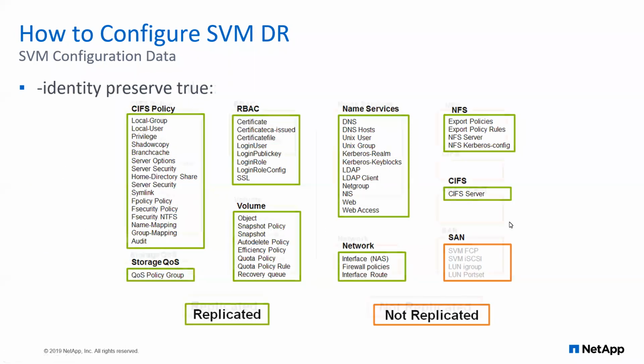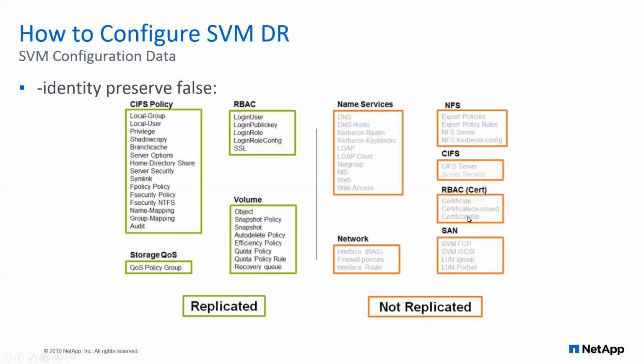Cool. And then if you do set identity preserve to false because you don't want all that configuration information being replicated to the destination for whatever reason, this is what will be replicated with identity preserve false, in the green over here. Basically just the information you need to access the data. Then all this other stuff on the right that's in red will not be replicated if identity preserve is set to false.